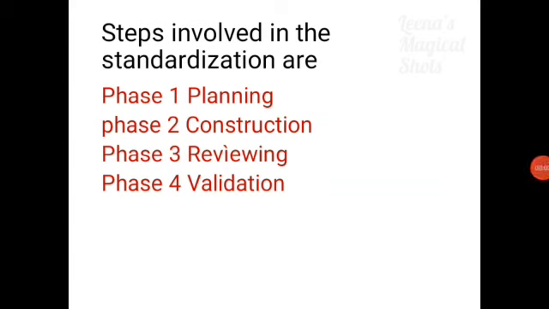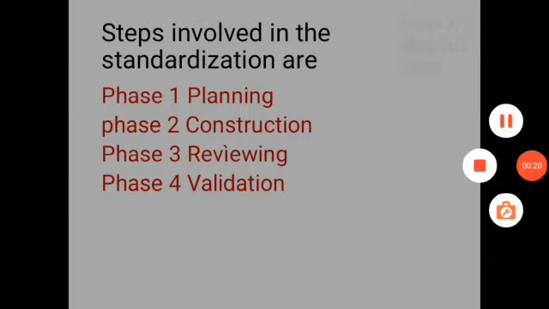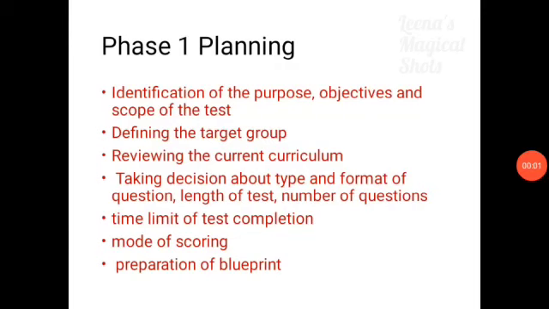The process of developing a standardized achievement test occurs in four phases. They are Phase 1 Planning, Phase 2 Construction, Phase 3 Reviewing, and Phase 4 Validation. Now, let's have a look into the processes involved in each phase. So, the first phase, Planning.